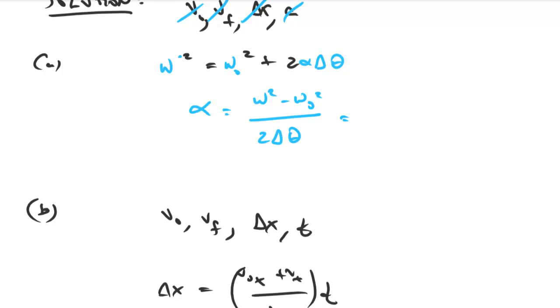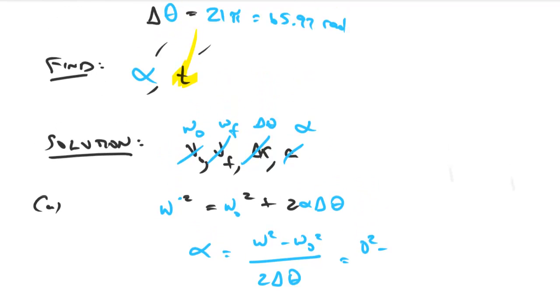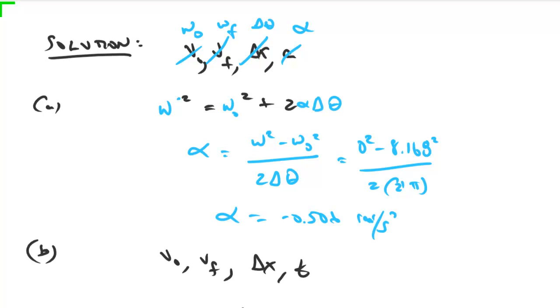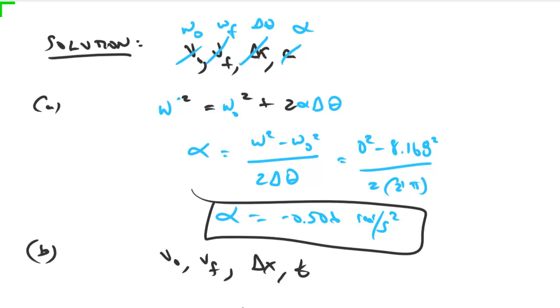is equal to omega squared minus omega naught squared over 2 delta theta. This is equal to 0 squared minus, we have for omega naught 8.168 over 2 times 21 pi. And alpha comes out to be negative 0.506 radians per second squared. And there's the answer for part A. Same method that we would use with linear motion, linear kinematics.